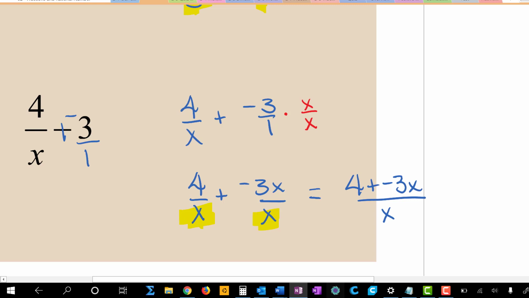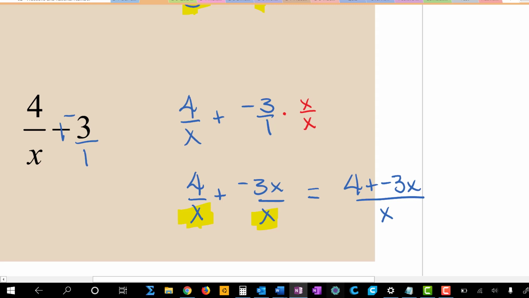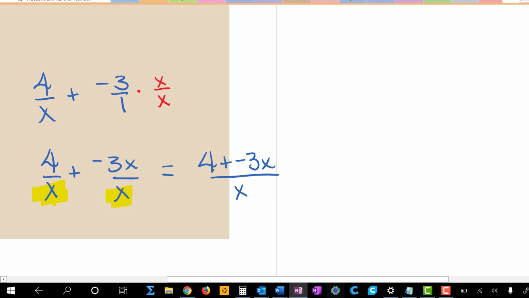Can we add a 4 and a negative 3x? No, the 4 doesn't have an x. However, I am going to put this in standard form. So if you'll think back to the last unit, we talked about standard form. The standard form is where you're adding like terms, which is what we just did. And when you add like terms, you always put the term with the variable first and the constant last. And that is the end.